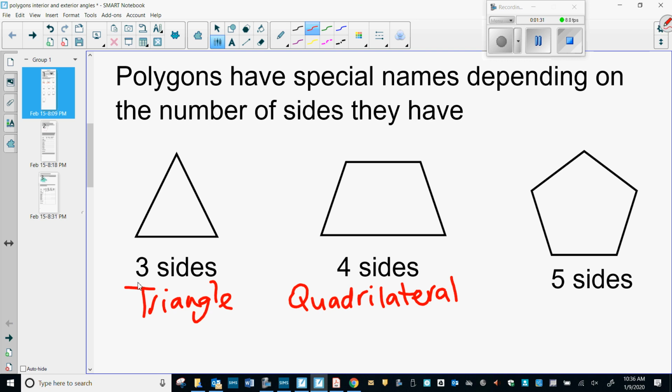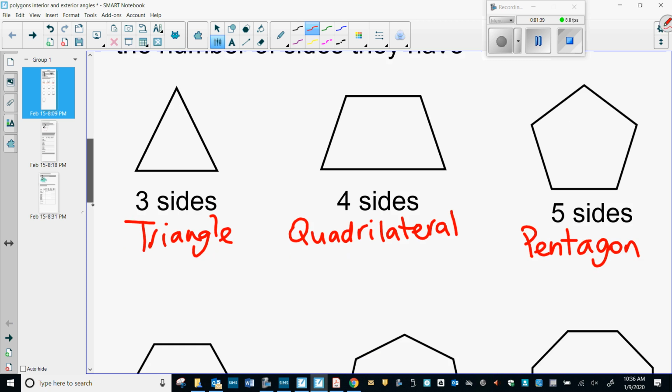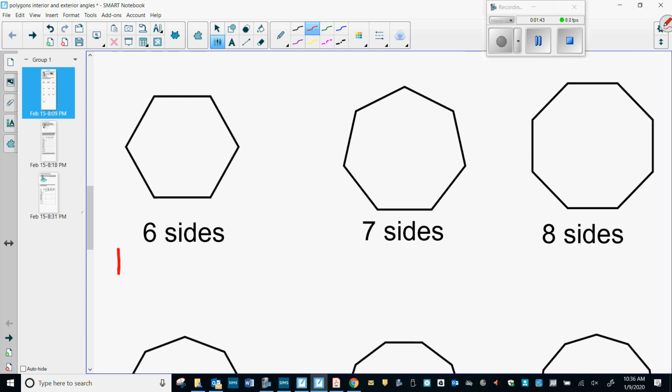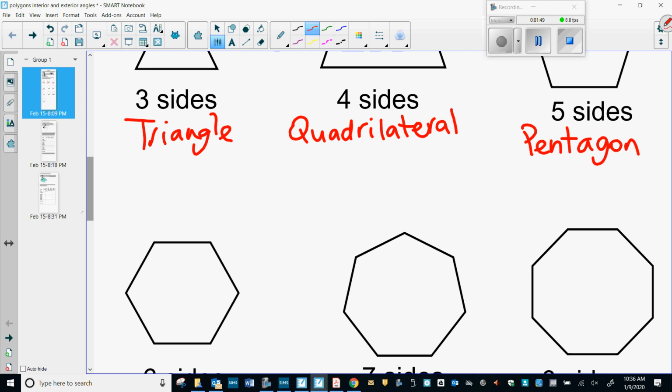Five sides. Pentagon. Six sides. Hexagon. How do you spell quadrilateral?